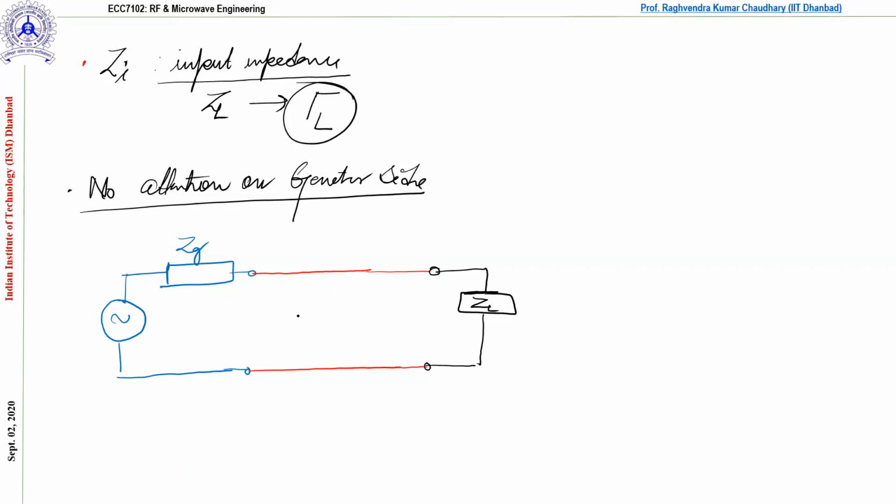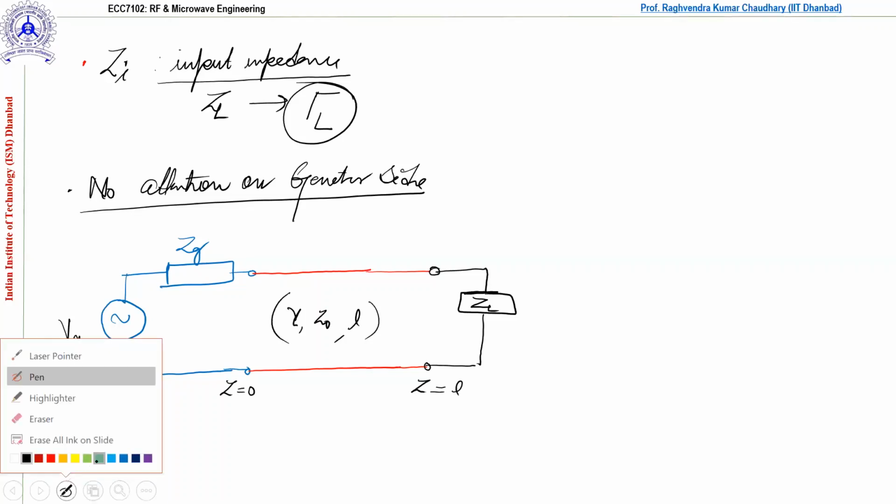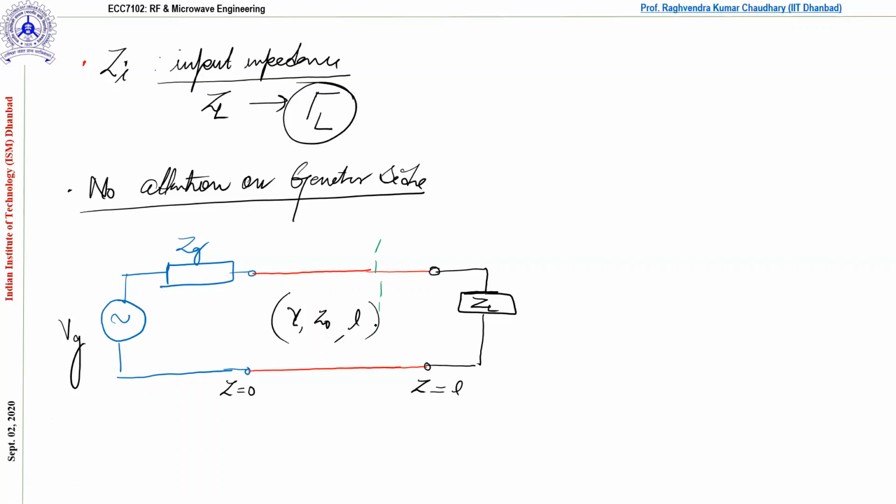So let us define some of the things here. Like we know we have the gamma, Z naught, and the length of the transmission line. These are the parameters for the transmission line. This is Vg, and this is Z equal to 0. This is Z equal to L. Fine. And let's mark a line at some arbitrary location. So let's say this is a line at this location. This is Z dash. So this is Z dash. Fine. This is the convention we have seen in our previous classes.